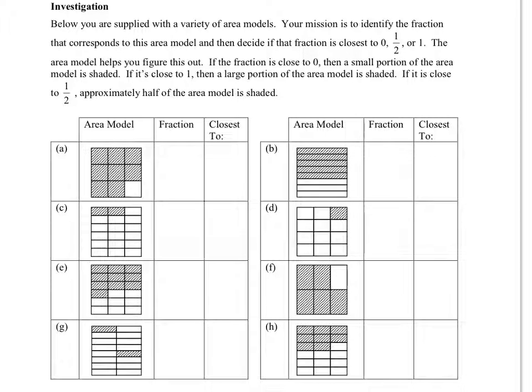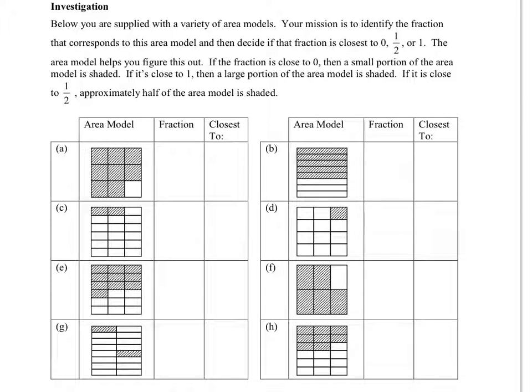what the fraction is, and then this is the key piece. Okay, we're going to look at some benchmarks, and the benchmarks are going to be 0, 1/2, or 1. So after we put in the fraction, then we have to determine whether or not the fraction is closest to 0, closest to 1/2, or closest to 1. Obviously, if it's closest to 0, it will be very little shaded in. If it's close to 1, most of the area model would be shaded in, and if it's close to 1/2, around half would be shaded in.